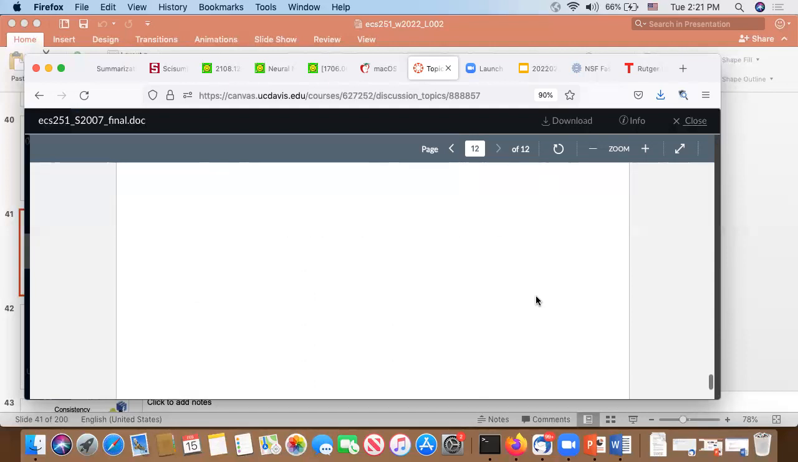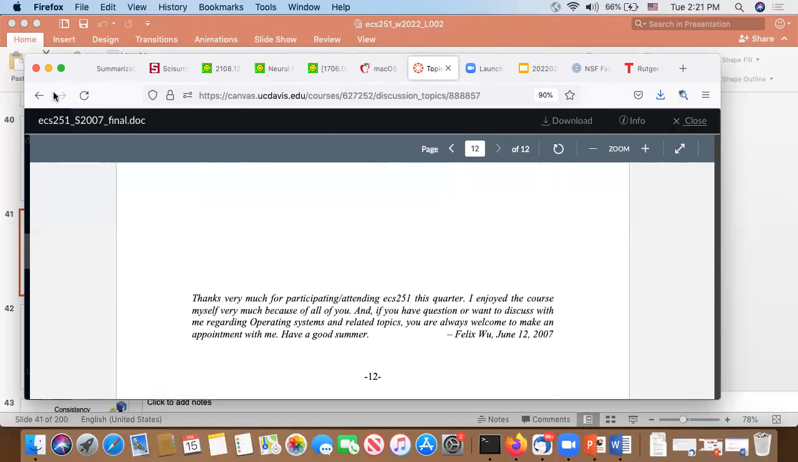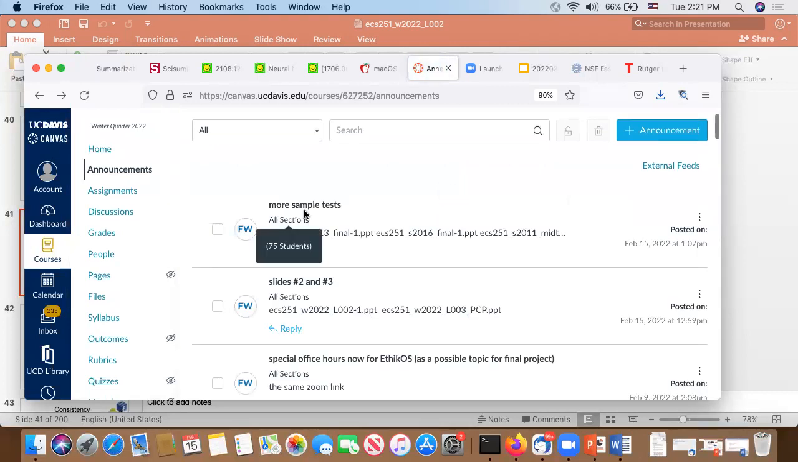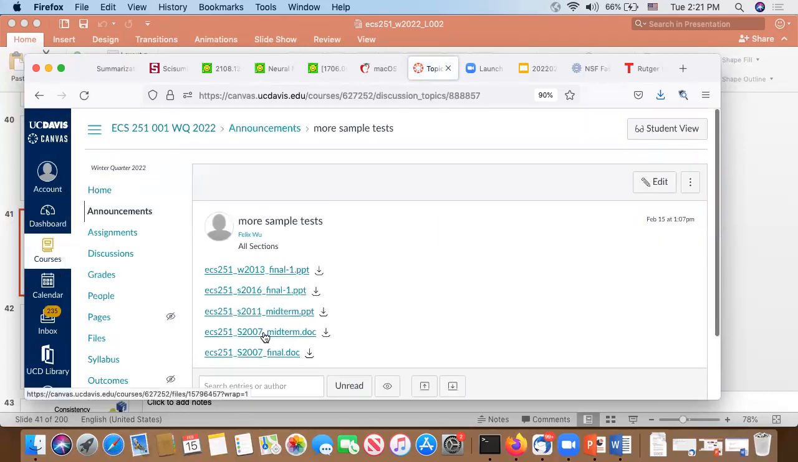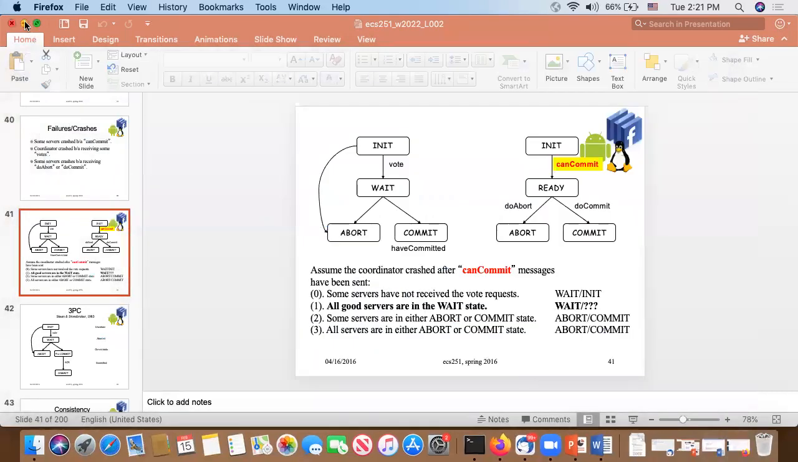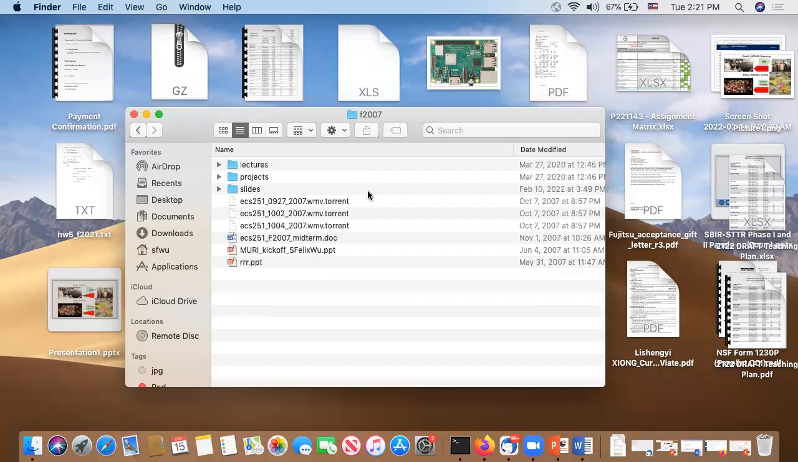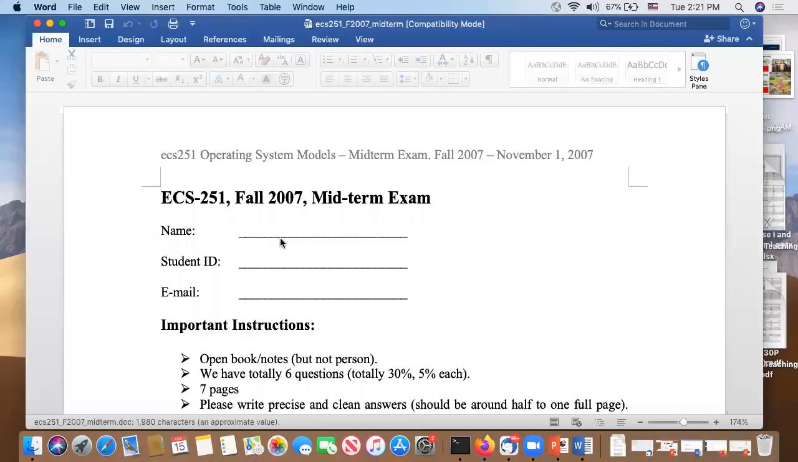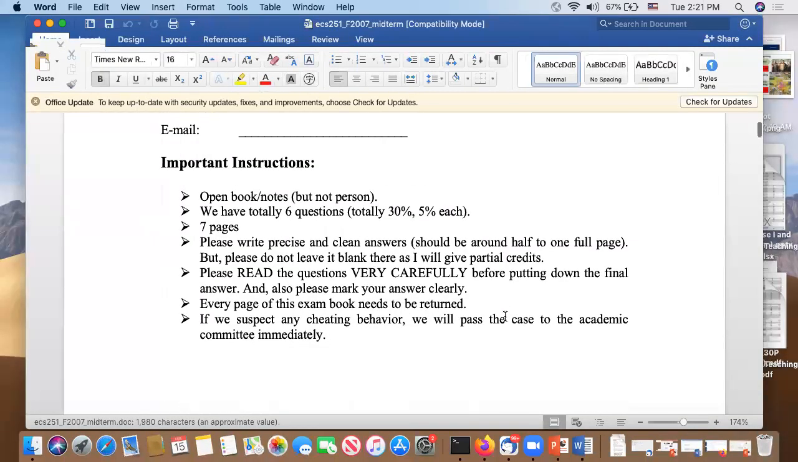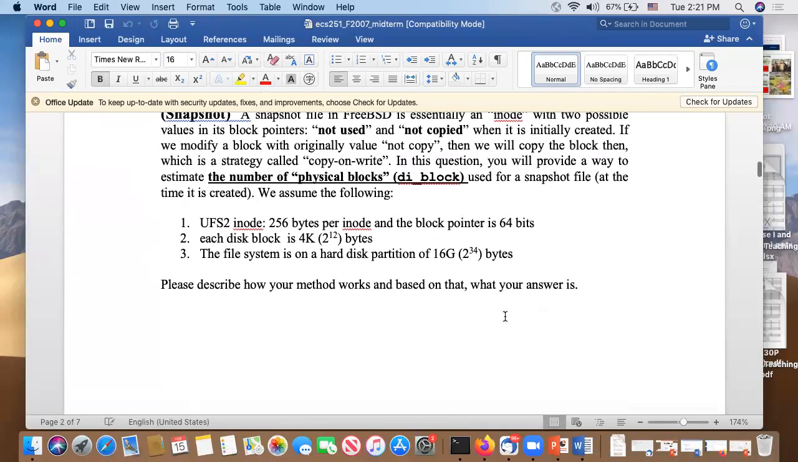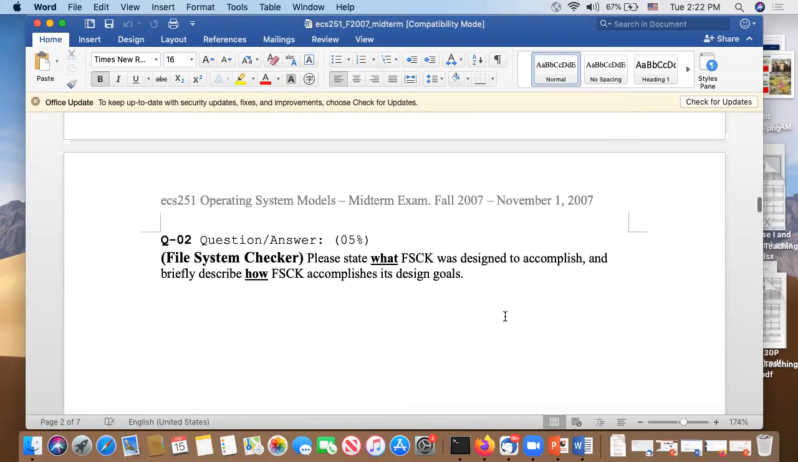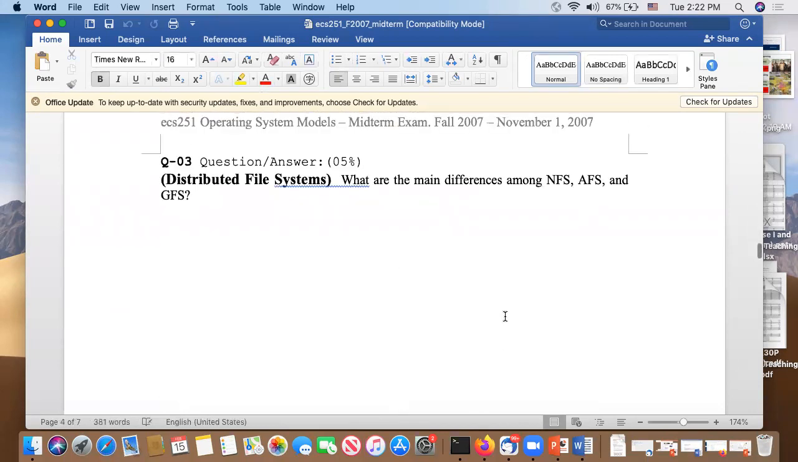Okay, I am now curious about what I did for that midterm, 2007, is that right? Let me go to the 2007 folder. This is a midterm. 2007 midterm. Okay, I must have included the wrong thing. Sorry. This is a snapshot. This is FSCK. Okay, so this is the question I could have asked.